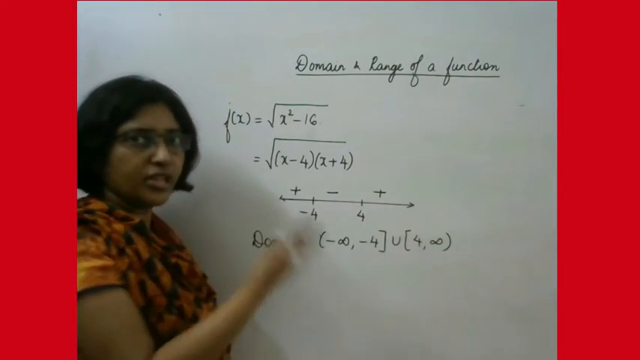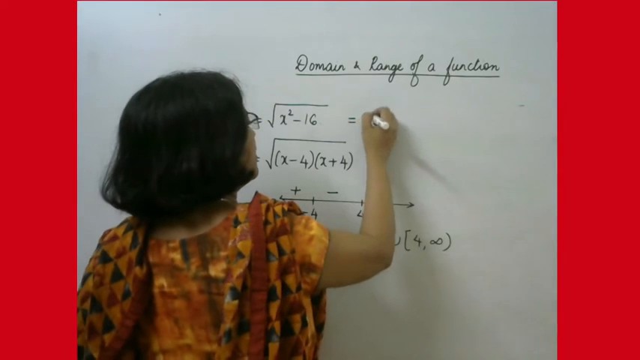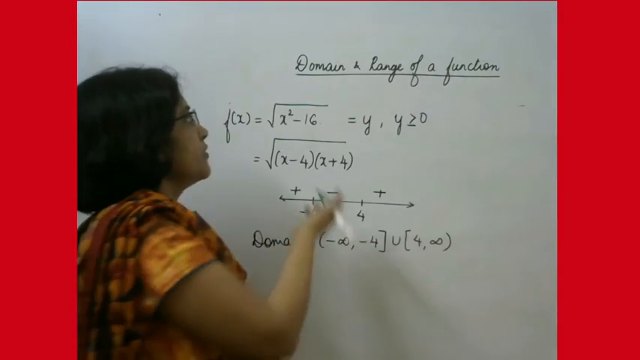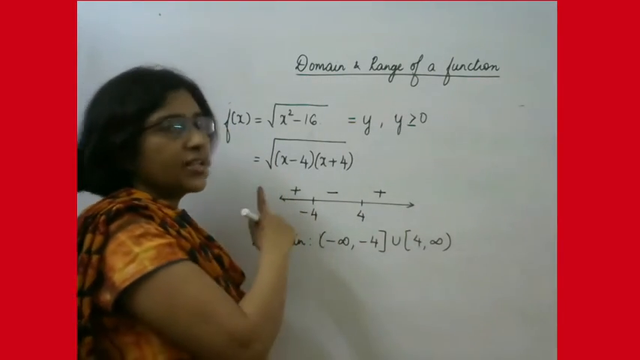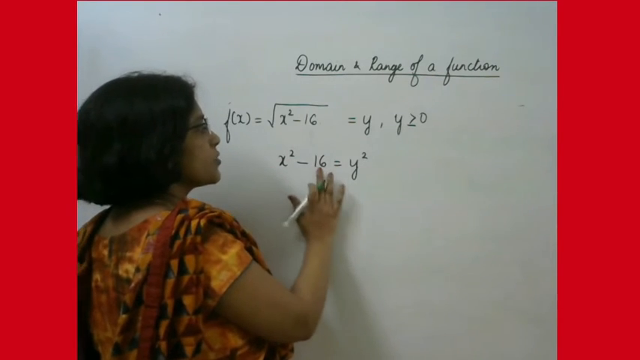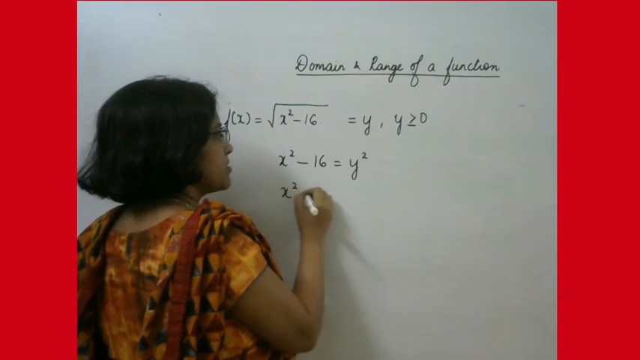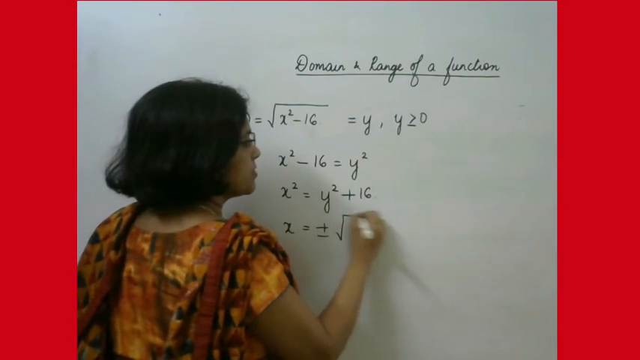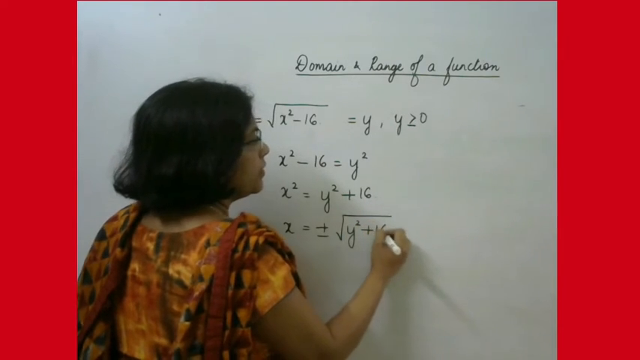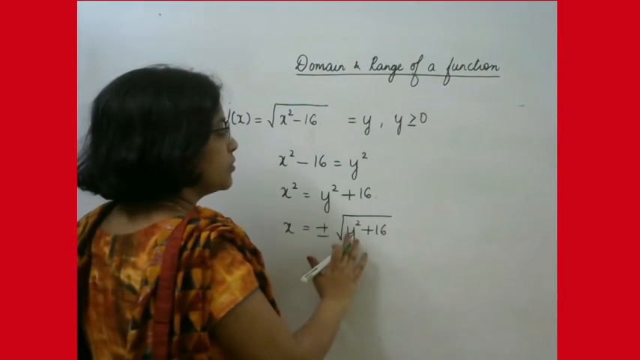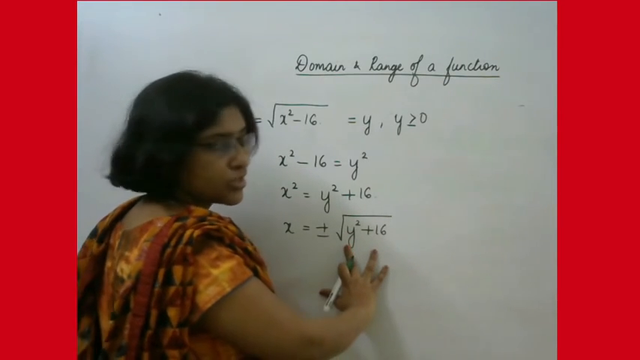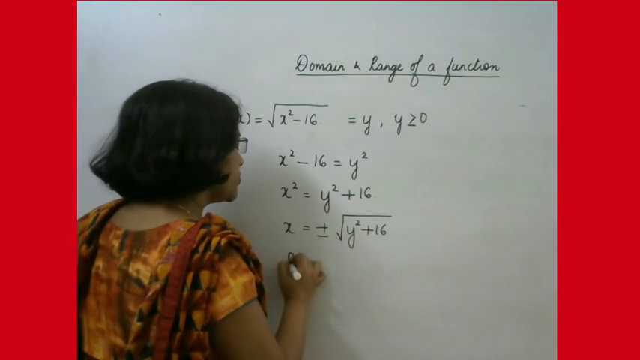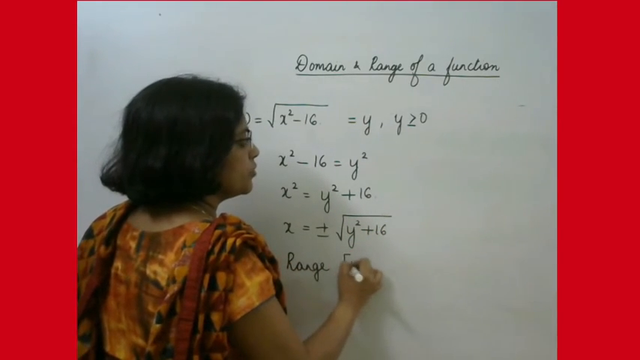So that's the domain. For the range, we know we'll have to equate it to y, and y is greater than or equal to 0, since the numerator value equal to 0 is allowed. Let's find x from here. So squaring both sides, x square minus 16 is y square. x square is y square plus 16. So x is plus minus. Now all values of y are allowed. There is no such value which will make this square root term undefined. And from here we have y greater than or equal to 0. So the range becomes 0 to infinity.